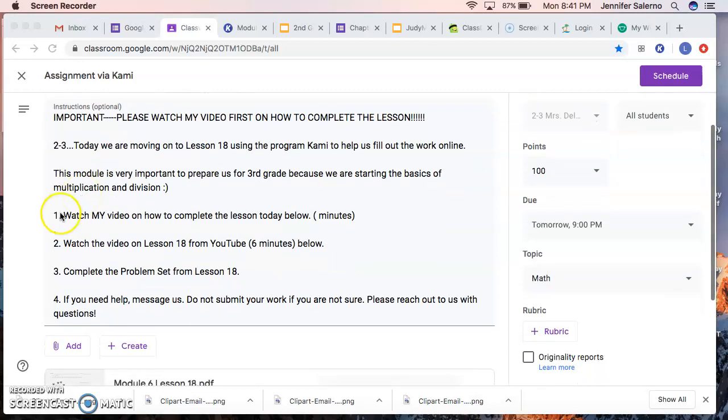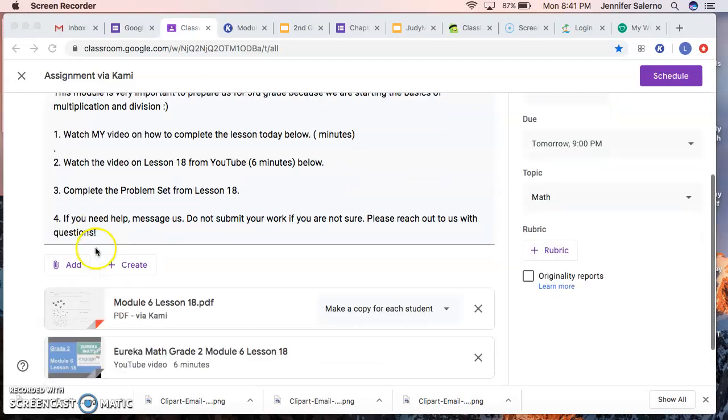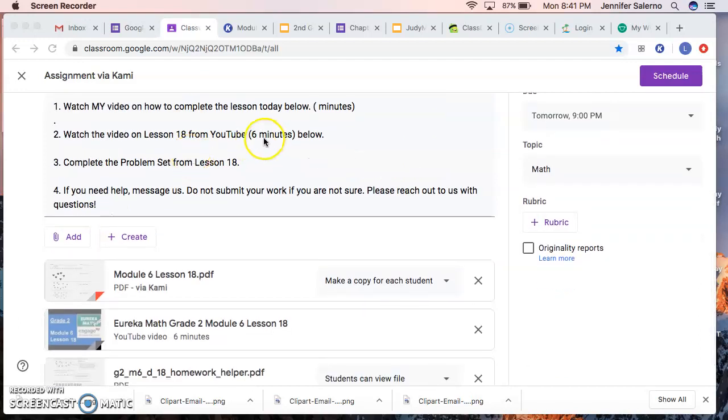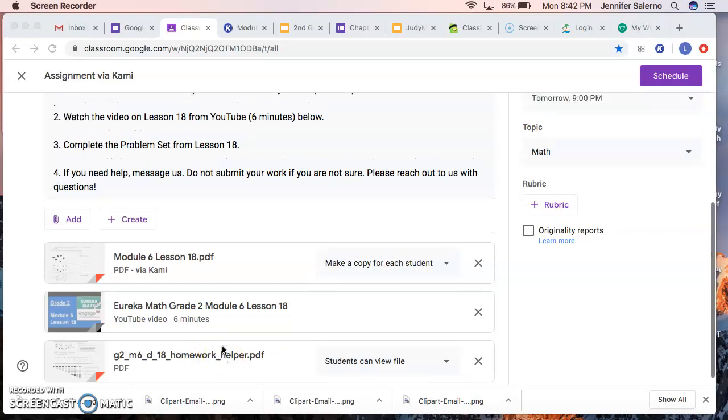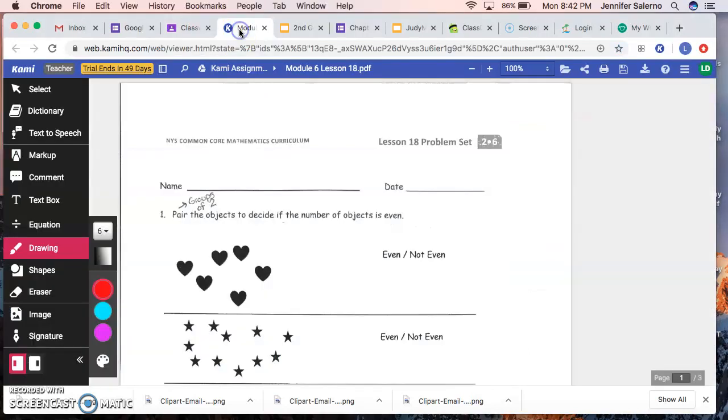In the instructions, number one is to watch my video obviously first. Then you can watch the video on lesson 18 from YouTube, which is 6 minutes, which is titled right down here. You are going to then complete the problem set from lesson 18. As always, if you need help, you're going to let me know. And then I also always put the homework helper here for you. That's extra support for you if you need it when you're completing your lesson. So this is what we are working on today.